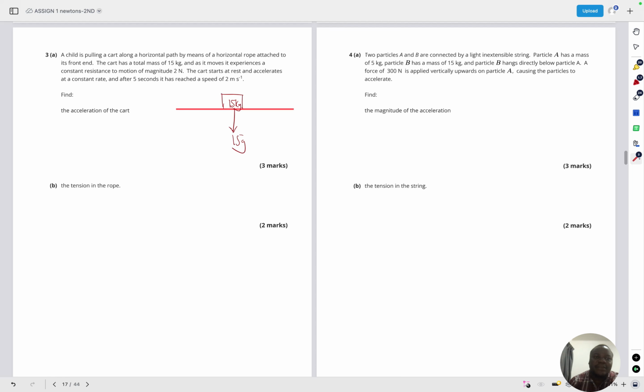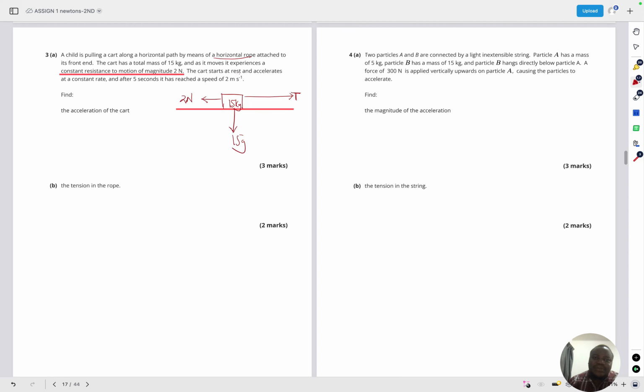These are very, very important. Constant resistance of magnitude 2 N. Resistance means this is the opposing force, so let's say the opposing force of 2 newtons is in this direction. And remember, we've been told that this child has attached a horizontal rope. The force in ropes is called tension, as T.